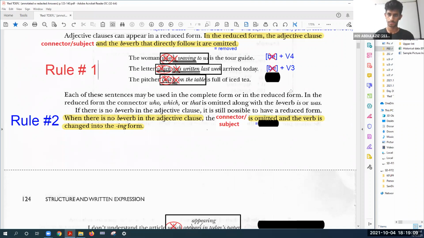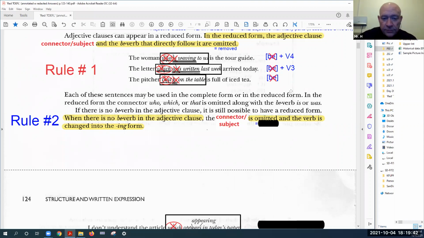So I remove the connector subject, and what do I remove also? The be verb. That's the rule here. You remove the be verb. Now, we don't remove other parts, just the be verb. Okay? We remove the connector subject, remove the be verb. All right. Now, that's rule number 1. That's the first rule. Okay? Let's move on to rule number 2.